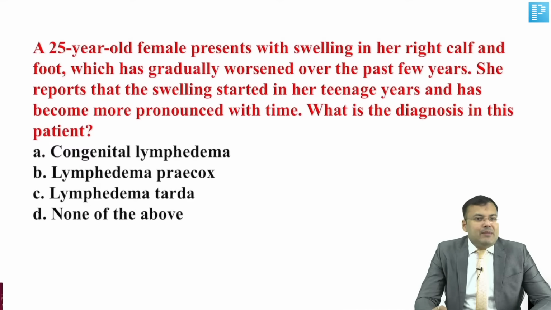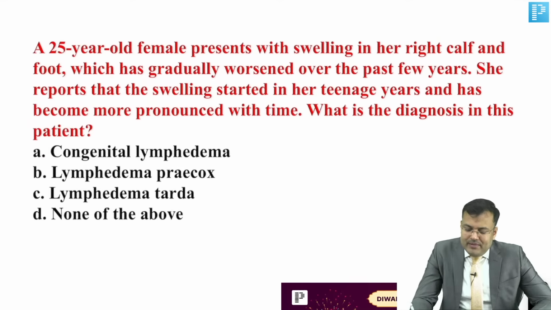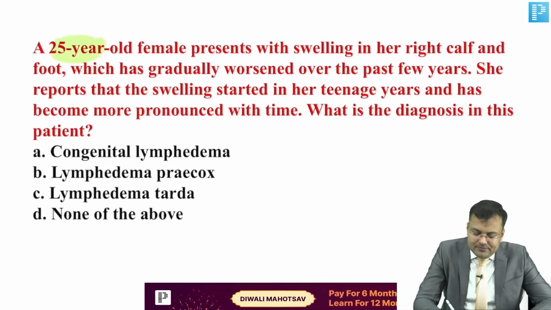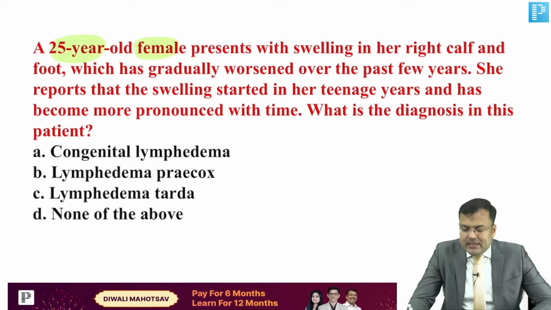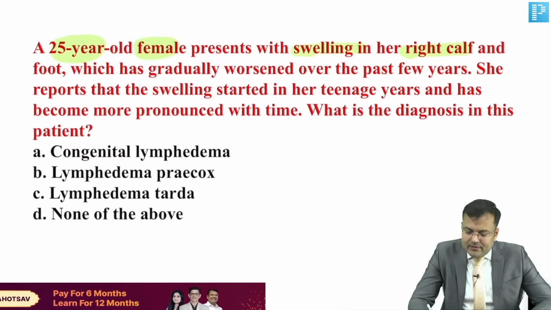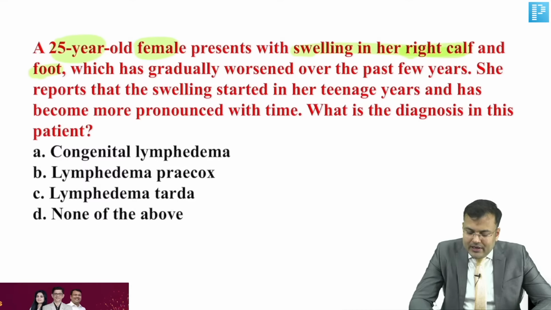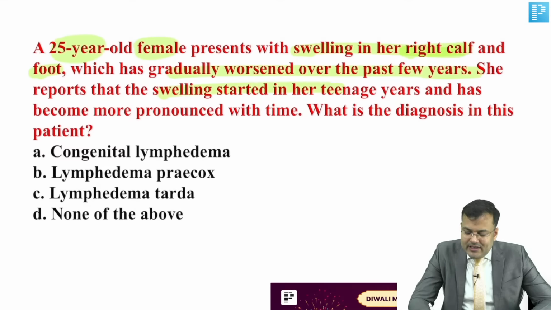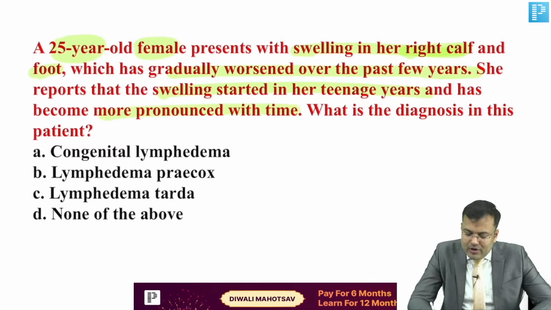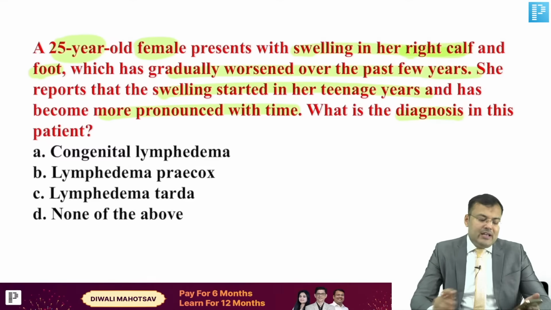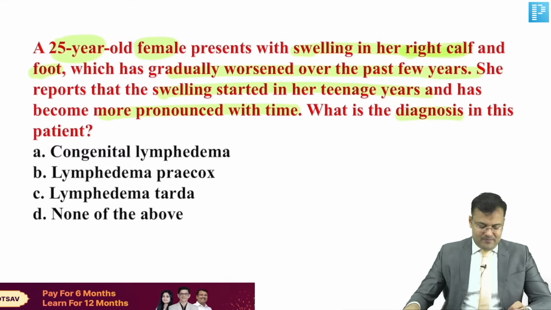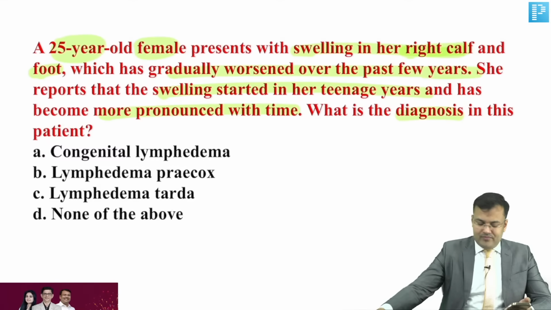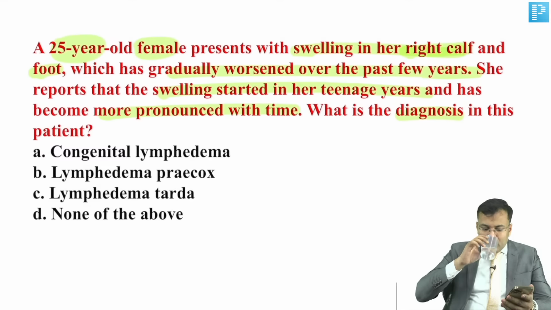Very easy. Tell me what's the correct answer. 25 years old female, see the age 25, female, presents with swelling in the right calf and foot, gradually worsened over the past 5 years. Swelling started in her teenage years and has become more pronounced with time. Diagnosis. Let me see who's the genius over here. Very good.